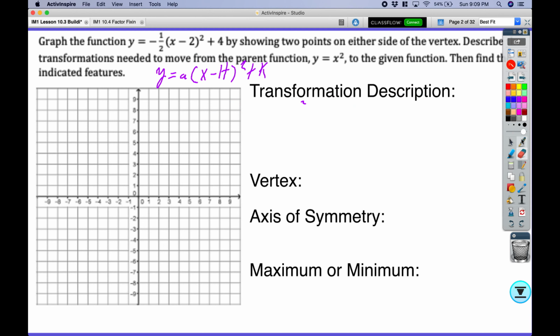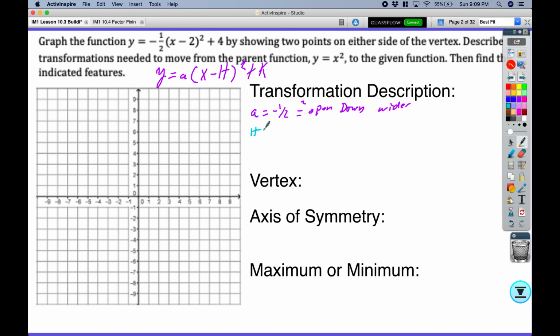Okay? So the first thing is I've got my a value. My a value is negative 1/2. So what does that actually do to my graph? Well, first thing, it's going to make it open down. And it's going to make my graph a little wider. So the smaller the number, the wider my parabola will be.